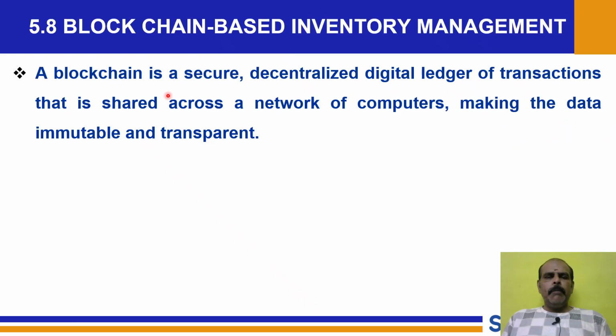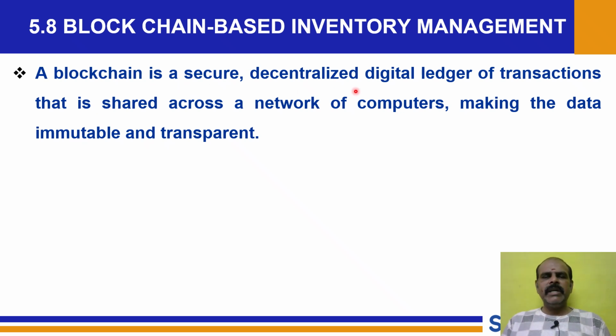Now blockchain is one of the latest disruptive technologies, which is a secured and decentralized digital ledger of transactions that is shared across a network of computers, making data immutable and transparent. Here the term immutable means you can't change it. Immutable means you will not be in a position to change the logs. Those things cannot be changed.